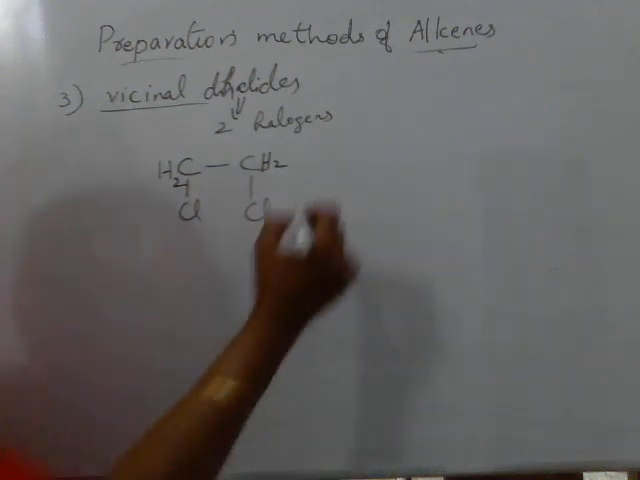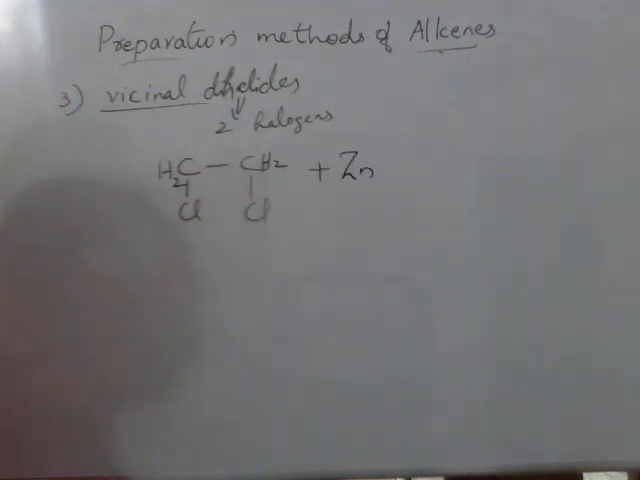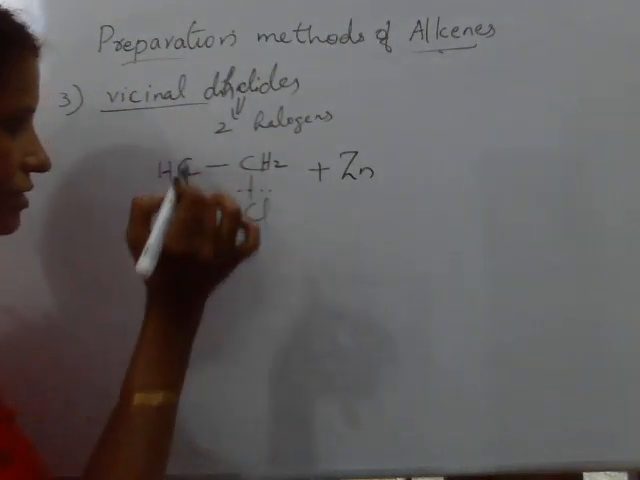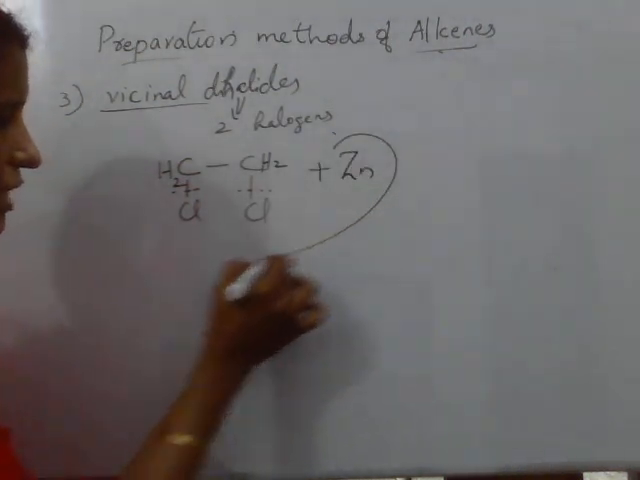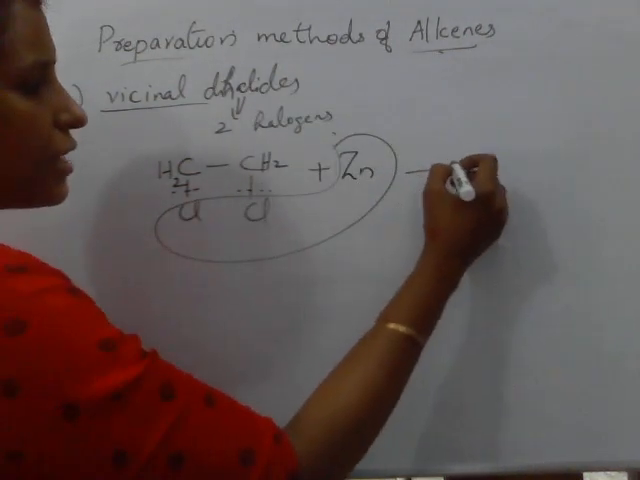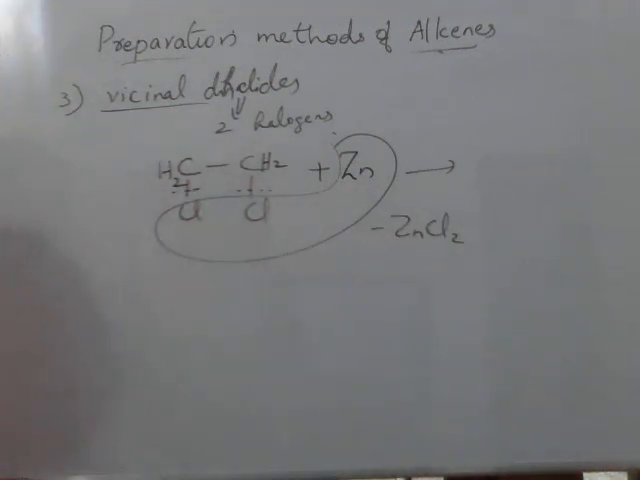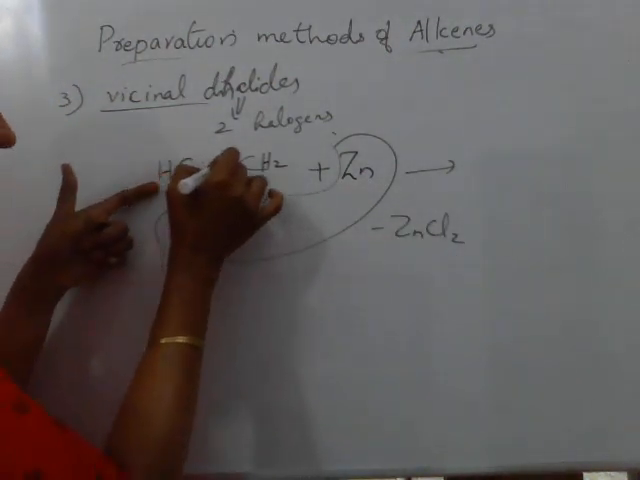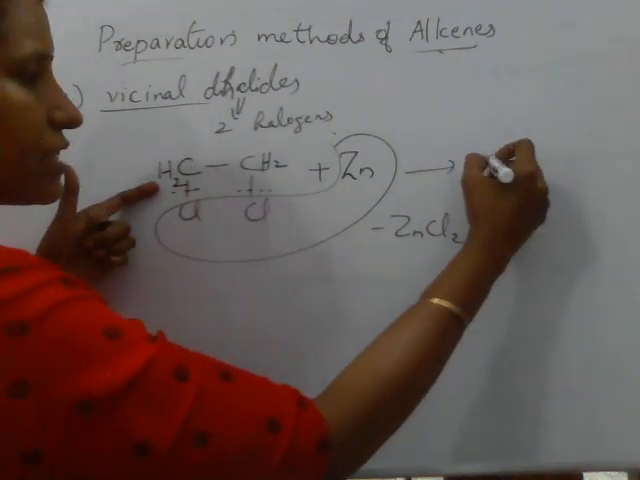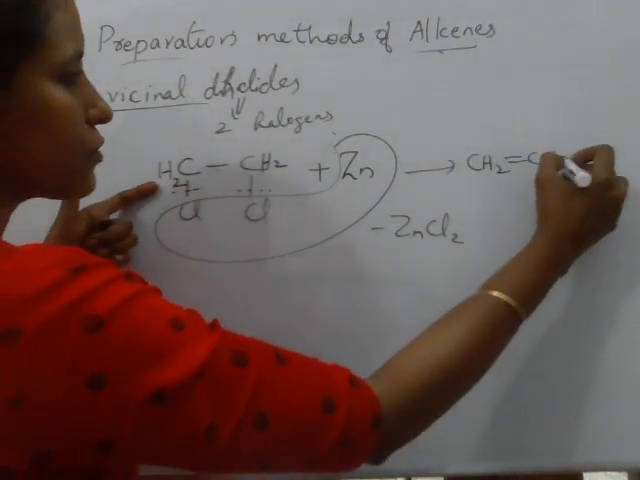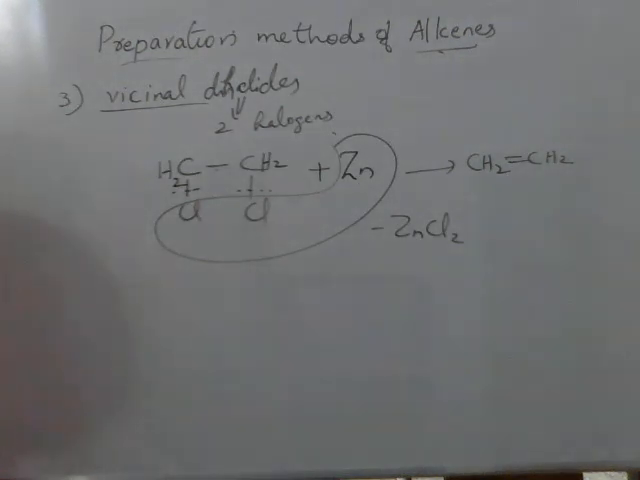Vicinal dihalides, when treated with zinc, what happens? This carbon chlorine bond breaks. These chlorine atoms make bond with zinc and form zinc chloride. Zinc chloride will be formed. And what happens here? Here a double bond is produced. CH2 double bond CH2. We get ethene. So vicinal dihalides, when heated with zinc metal, give alkene.